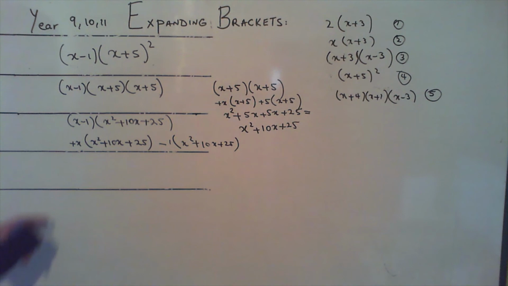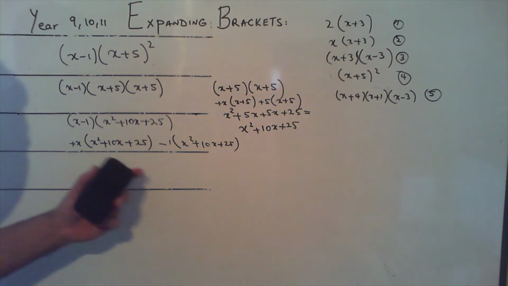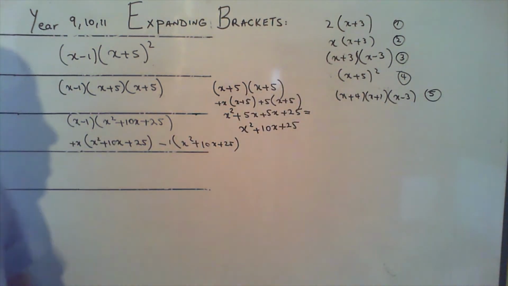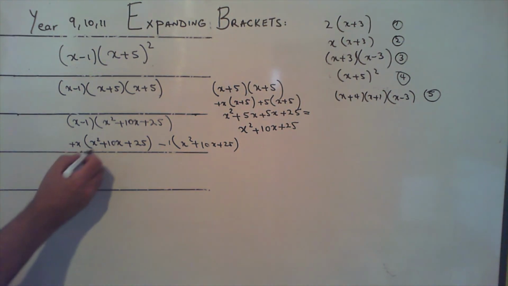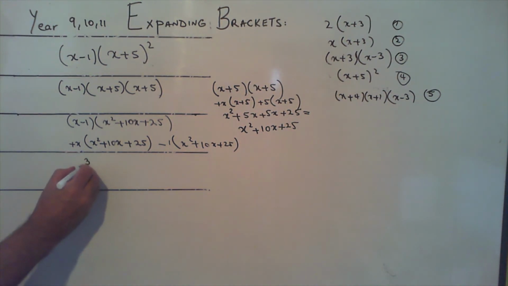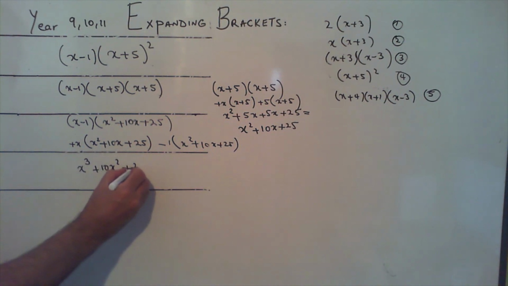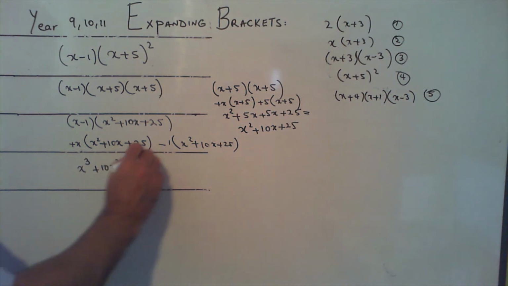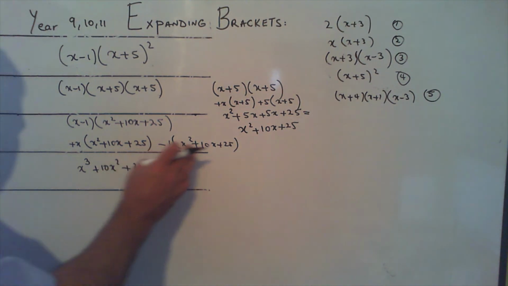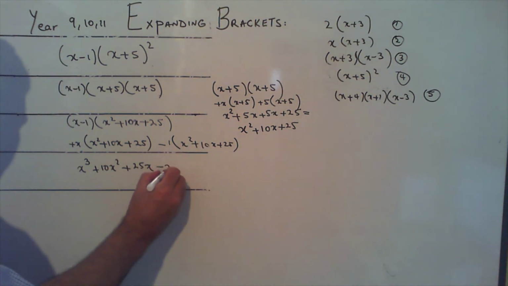And of course this is very easy to expand. This is very much similar to the first 2 examples we had today. So x times x squared is x to the power of 3 plus 10x squared, right, plus 25x. Now minus multiplies to everything, the 1 doesn't change, but signs will change.